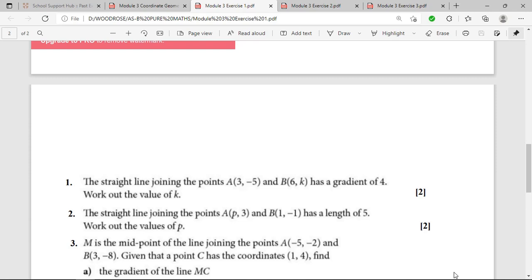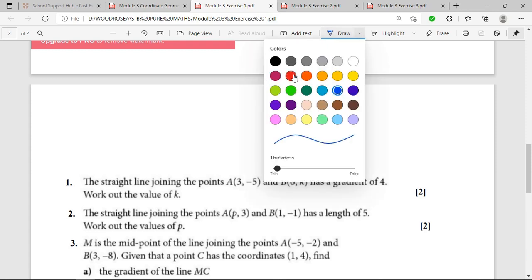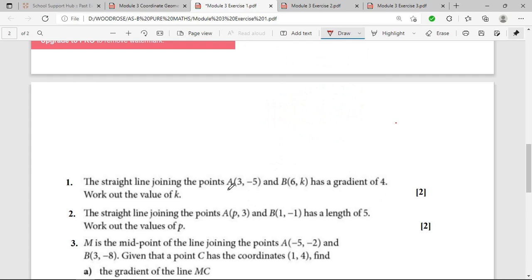On number 1, the question is saying a straight line joining the points A and B has a gradient of 4. Work out the value of k. Now we know how to find the gradient between 2 points. We have a point A and a point B, and we are told the gradient between these 2 points is equal to 4. So we want to find this unknown value of k. The gradient is change in y over change in x.